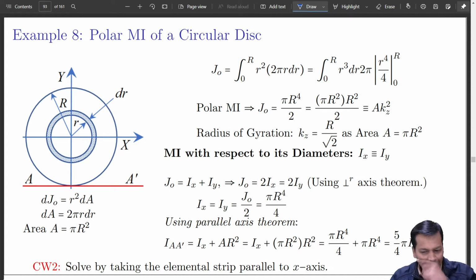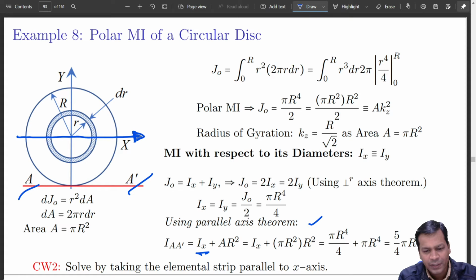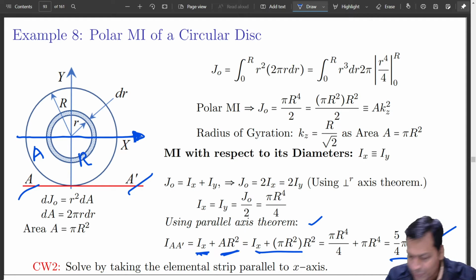So using the parallel axis theorem again, if I want to find it about a dash, it should be Ix, that is the axis. This is for a lamina, you remember. This is the axis about which, you know, the distance, and the area you know already, A. So yes, it will be A r square plus Ix. So it is like this. So it gives you 5 by 4 pi r to the power 4. Okay, got it. So this is just two examples.